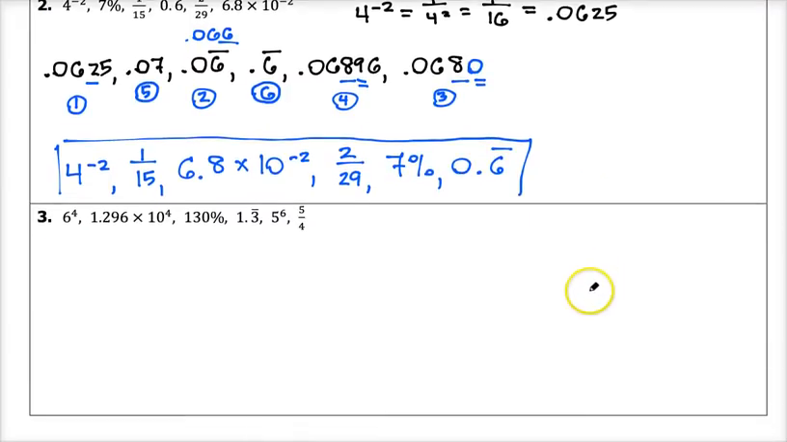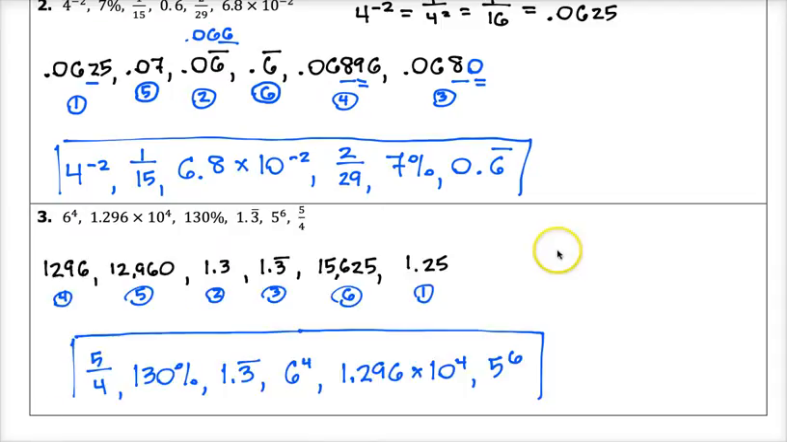Okay, what I'd like you to do now is I want you to pause the video and try converting each of these numbers here to decimals and then ordering them from least to greatest, just like we did in examples 1 and 2. Once you think you have a good list, I want you to click play to check your answers.